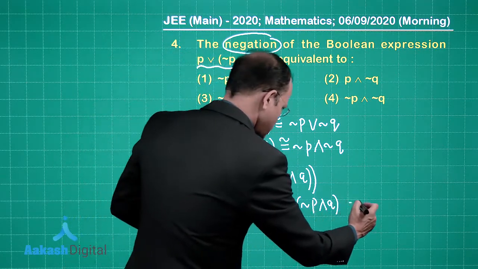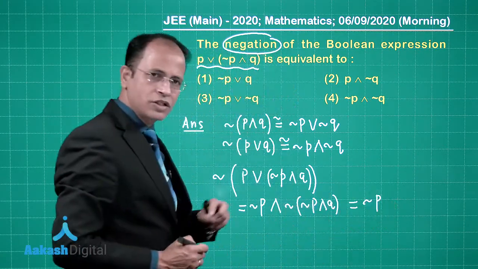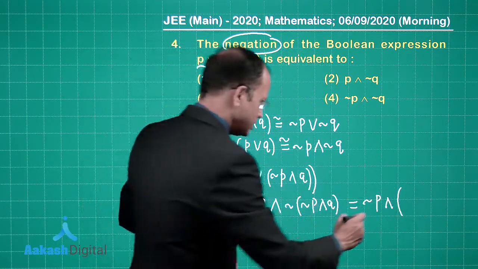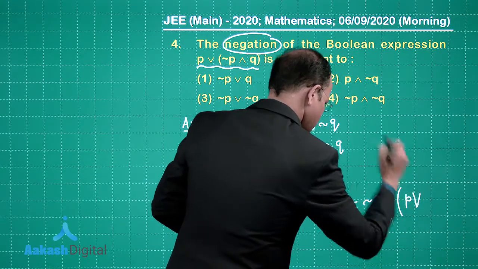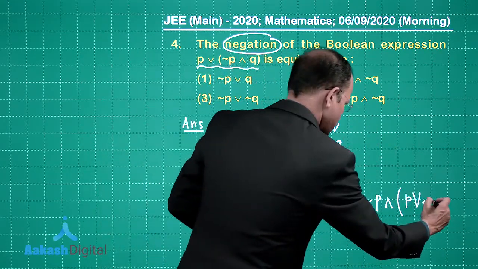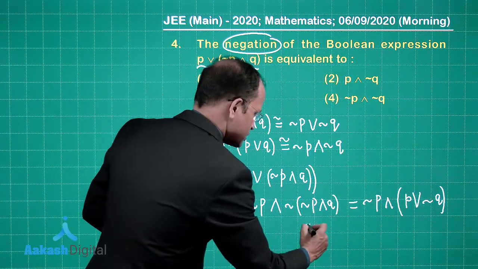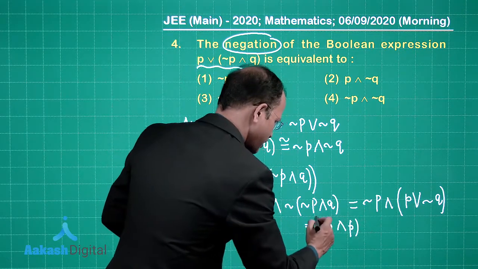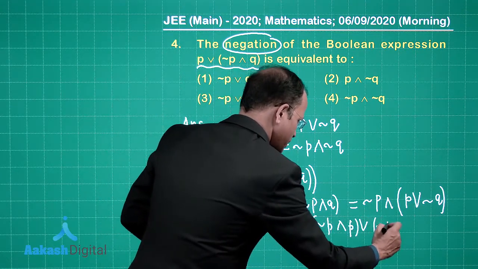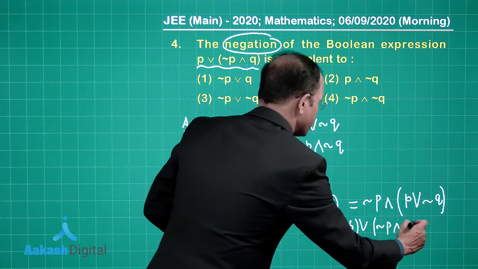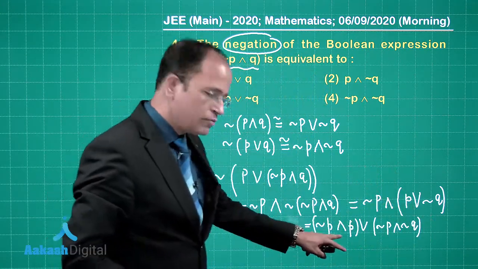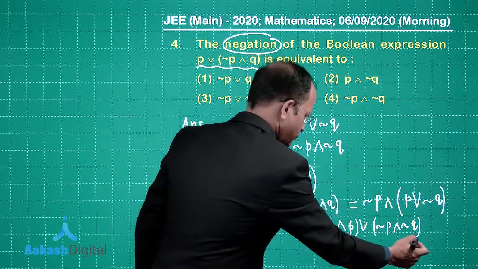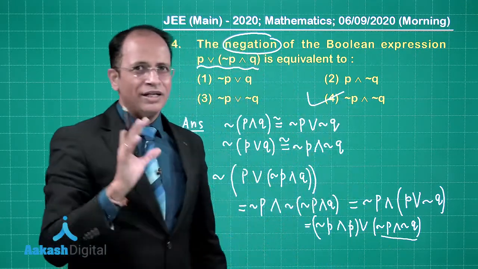So here also again we can use De Morgan's law. That is nothing but negation of P, that is coming out to be P, disjunction negation of Q, right? So this can be written as negation of P conjunction P, disjunction negation of P conjunction negation of Q, right? So this is nothing but a contradiction, so we have disjunction here. So ultimately, the fourth option seems to be the correct one.